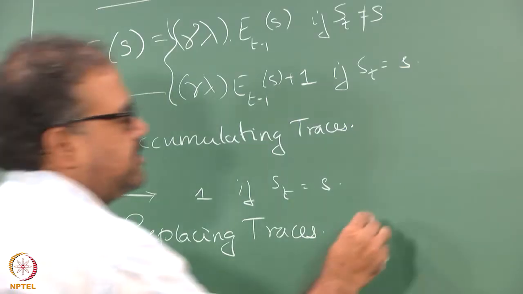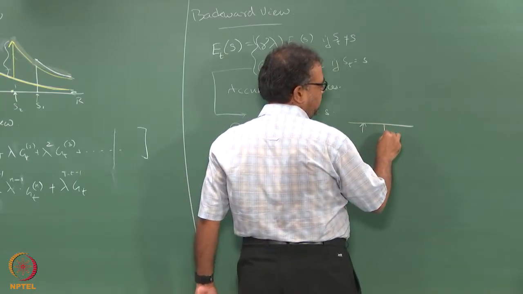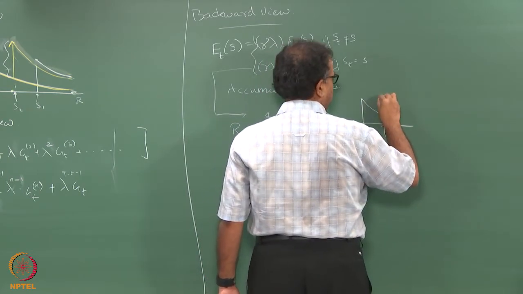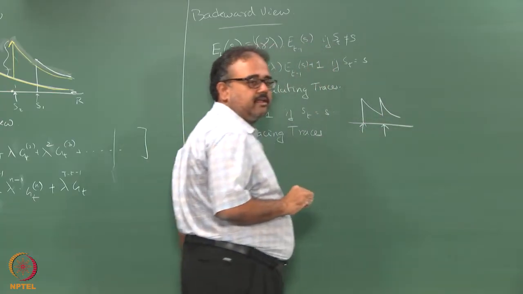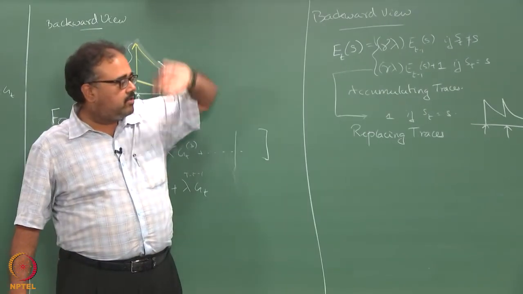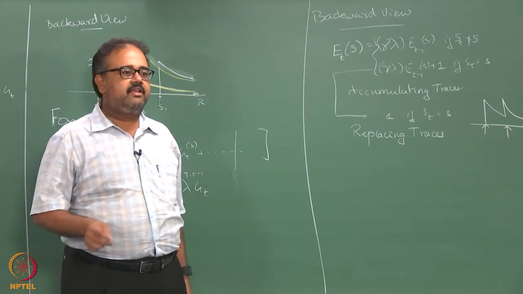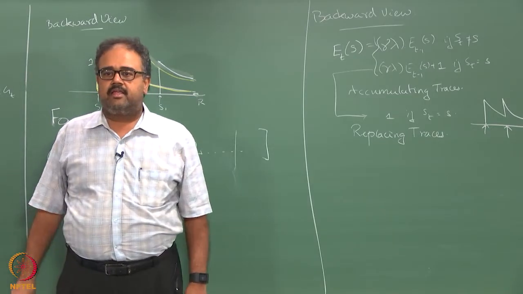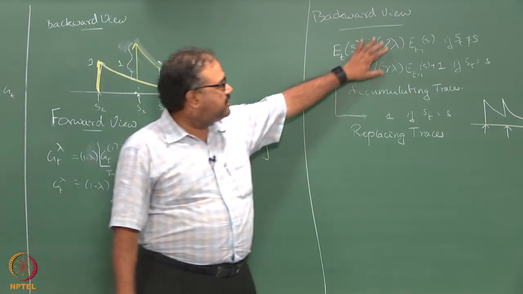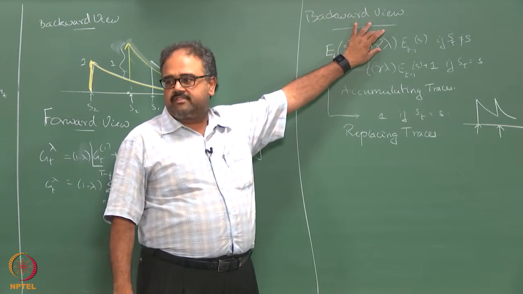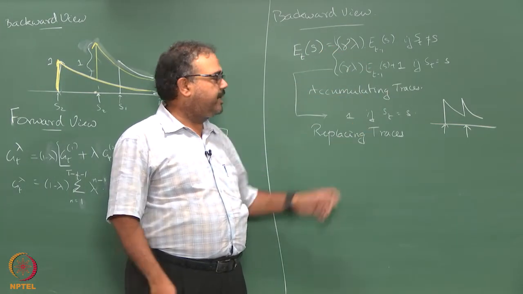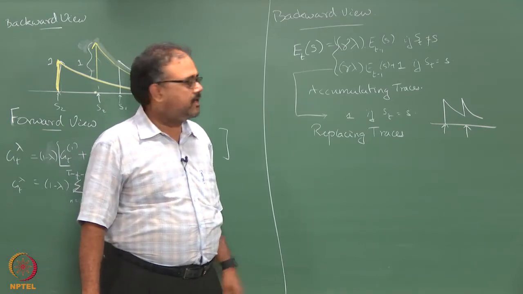So how will the replacing trace look? A state occurs here and it occurs here again. So here it will go up, it will start decaying, it will go up, it will start decaying. When it goes up the second time it will go up to 1, it will not go beyond. So it essentially takes the old trace and replaces it with a new trace. So this is called replacing traces. The first part is the same. If it is not visited you will decay it, if it is visited instead of adding 1 you basically make it equal to 1. This is accumulating, this is replacing.